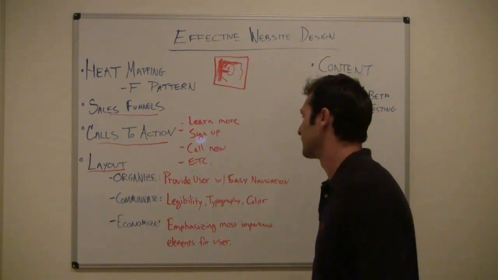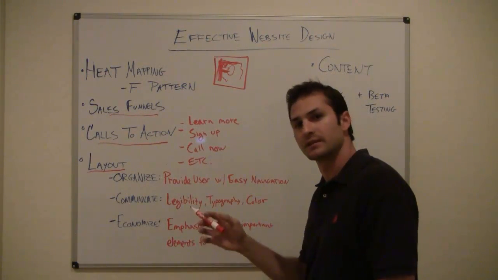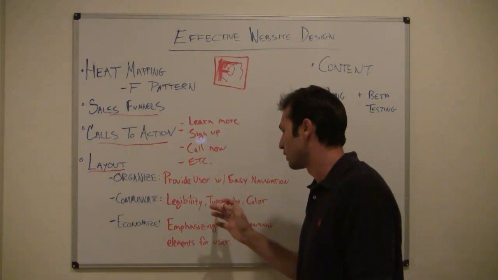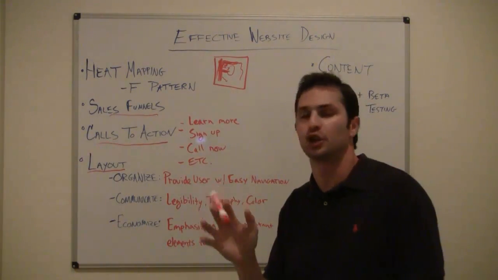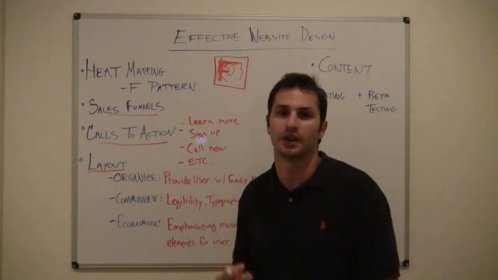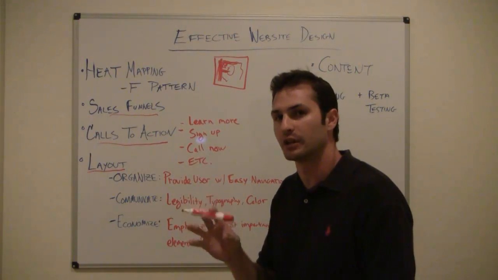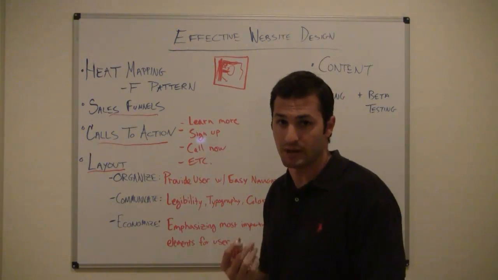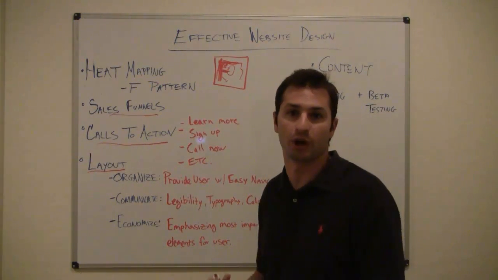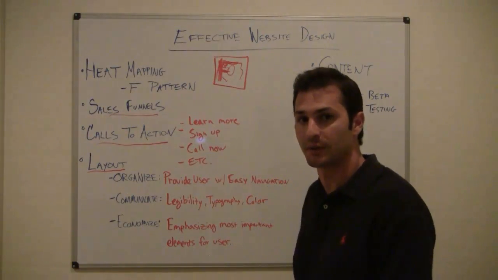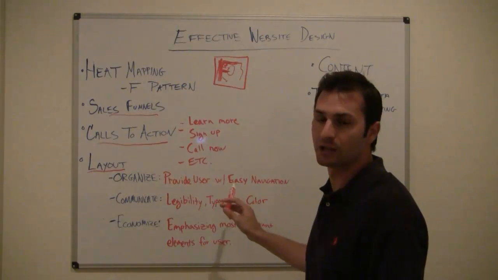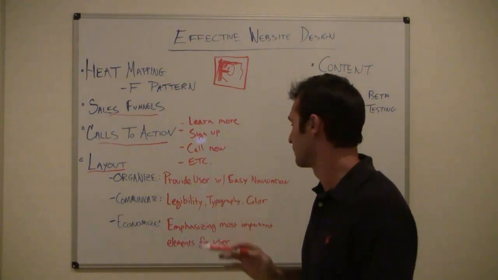Next thing, communicate. We have legibility. Make things very clear: the text, typography, and color. They say you probably shouldn't use more than three different types of fonts on a page, just to keep a clean look. And then color. Do some study into the psychology of colors and how that pertains to what your product or service is. There's actually some pretty interesting stuff there, psychology of color. So again, make it clean, make it easy on the user.